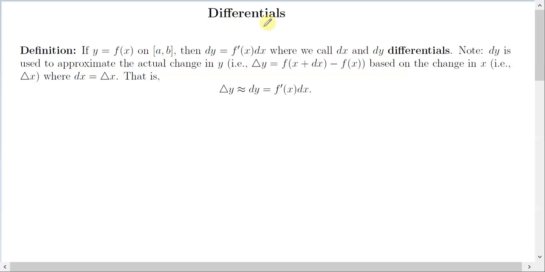Now I want to look at what are called differentials, and as the name implies, it's closely related to a derivative. So here's the definition of what a differential is. It's this thing right here: dy is f prime dx. So that looks a whole lot like if I take dy/dx, that's equivalent to saying f prime.